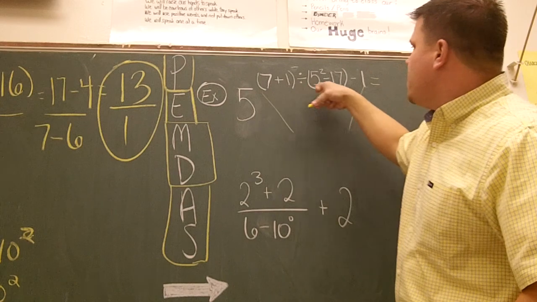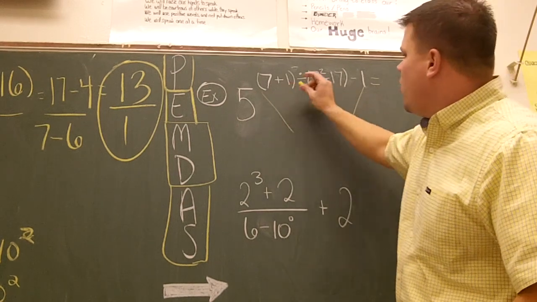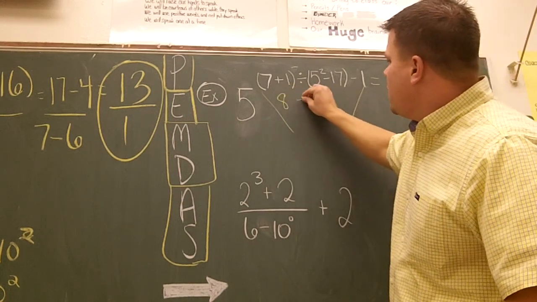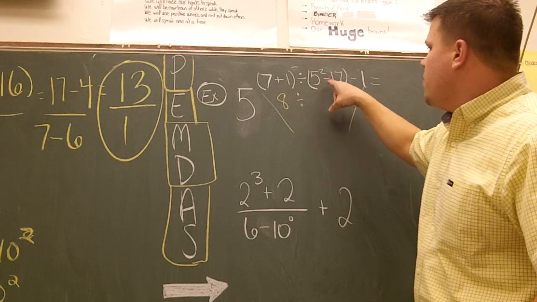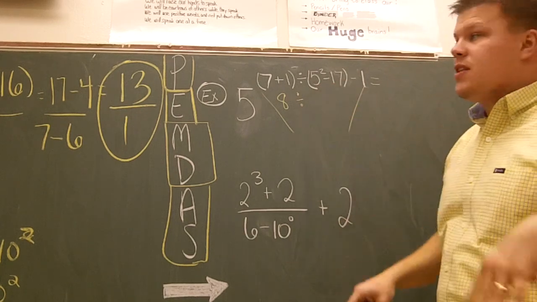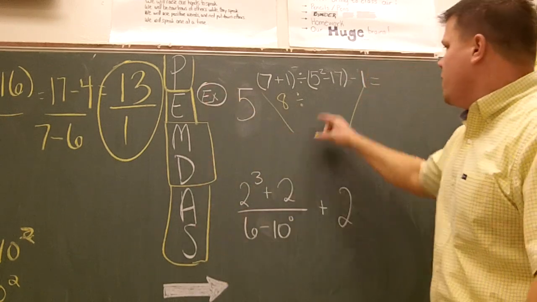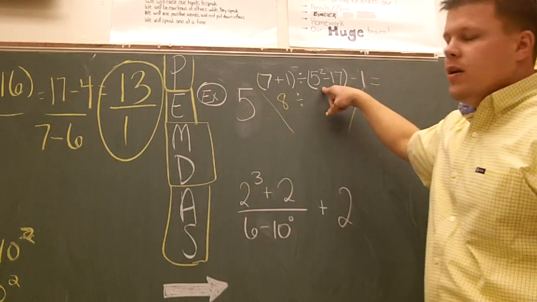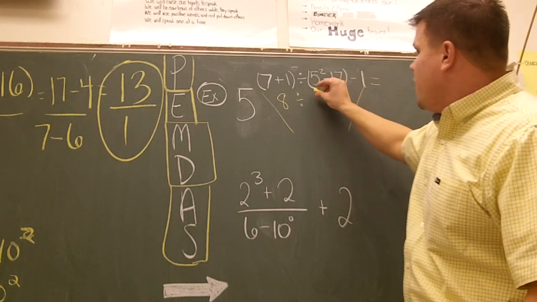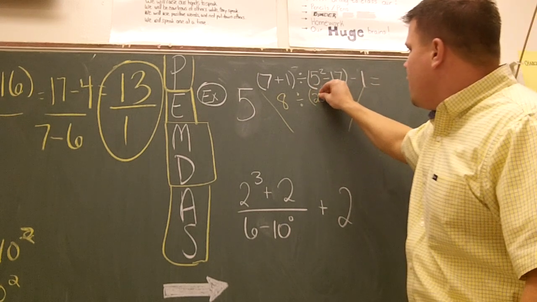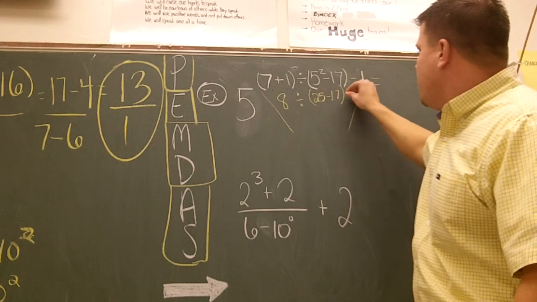I have a set of parentheses here and here. I have 7 plus 1. That's just going to be 8. I have 5 squared minus 17. In the parentheses, I've got to follow the order of operations as well. 5 squared is 25. 25 minus 17 is going to be 8. Okay, I'm going to write that out so you can see it. 25 minus 17 minus 1.